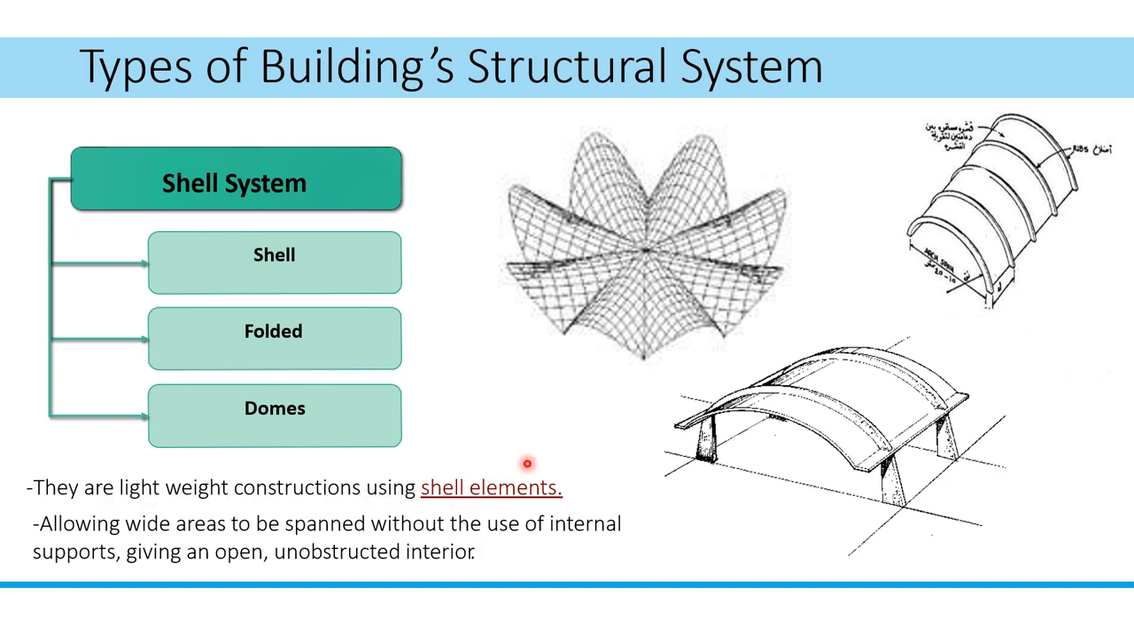We do not have to provide so much thickness, we can use a light thickness, allowing wide areas to be spanned without the use of internal supports, giving an open and unobstructed space. You can see a large opening, there are no intermediate supports, only supports at the ends. For example, if you use steel, that will also be a very good use of shell elements, steel plates.